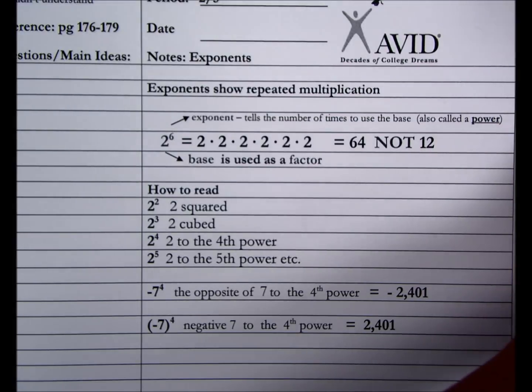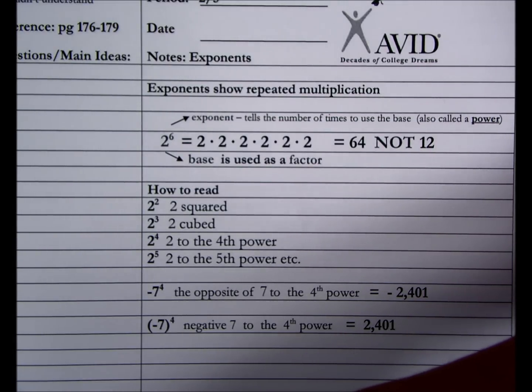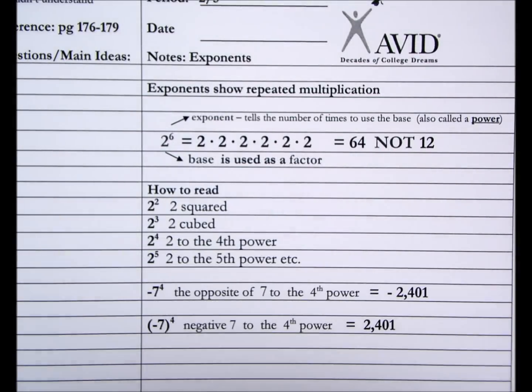Alright, this lesson is on exponents, and it is an introduction to exponents and how you read them. For most of you, it's probably a review. Your reference pages are pages 176 through 179 in your book. You should remember that exponents show repeated multiplication. The hard thing about exponents is that you're not multiplying the base times the exponent. It tells you to multiply the base that number of times.